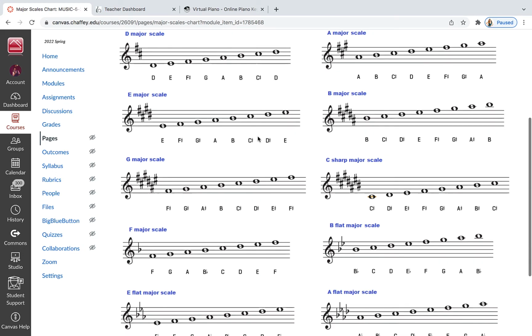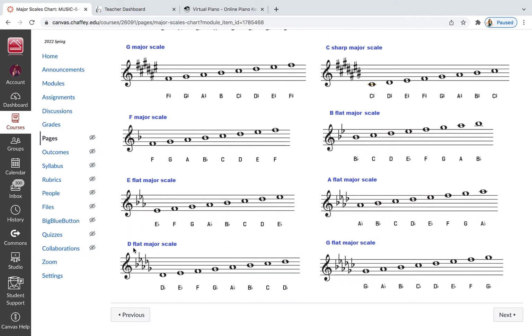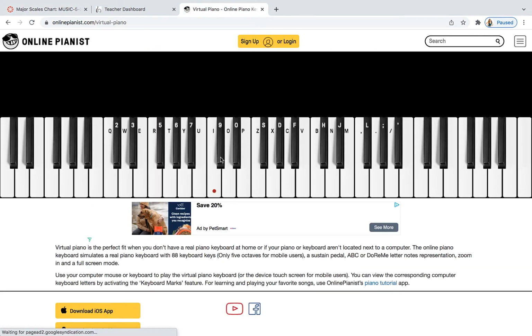Now, let me show you another little thing down here. See, here's a different scale. D flat scale. Starts on D, ends on D, but now all B's, E's, A's, D's, and G's are flat. So D flat, E flat, F, G flat, A flat, B flat, C, D flat. So I'm going to play the D flat scale.